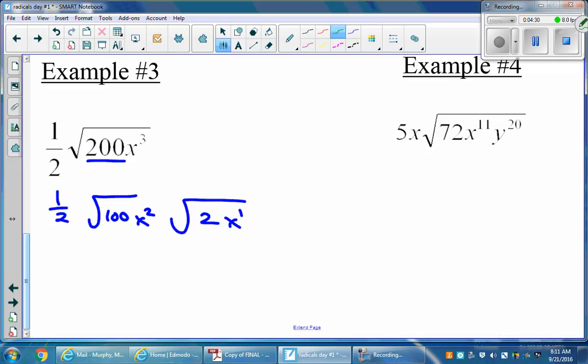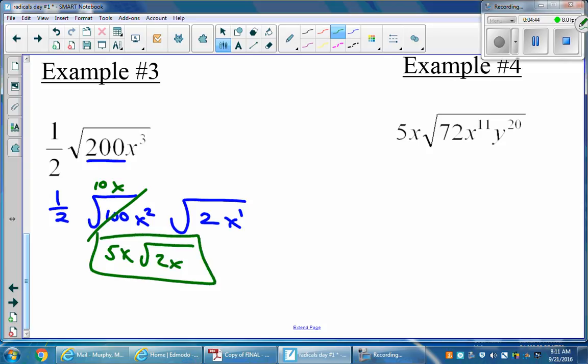Once I have that all set up, I'm going to take the square root. The square root of 100 is 10. The square root of x to the 2nd is x. I then multiply that by my coefficient, and I'm going to end up with 5x times the square root of 2x. And again, that would be my answer.